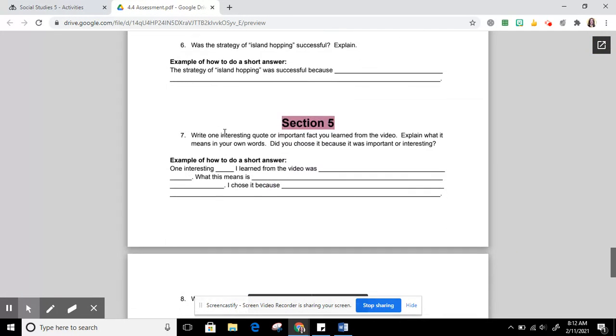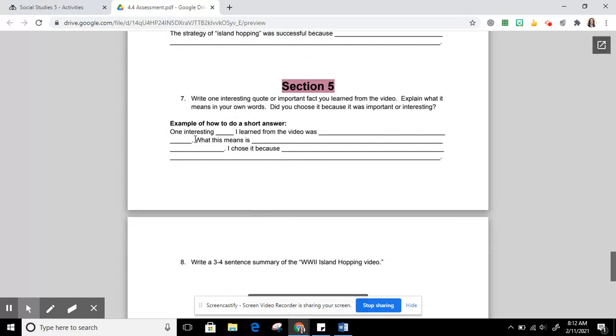So 7, you're going to write 1 interesting quote or important fact you learned from the video. Explain what it means in your own words. Did you choose it because it was important or interesting? Okay, so here another fill in the blank for you. 1 interesting, and so here you can fill in, is it a quote or a fact, whichever you choose. I learned from the video was, so you put your quote or your fact here.